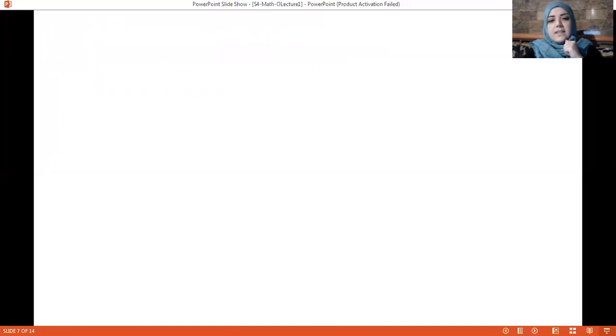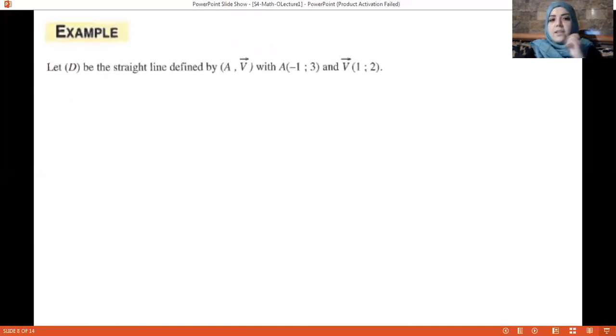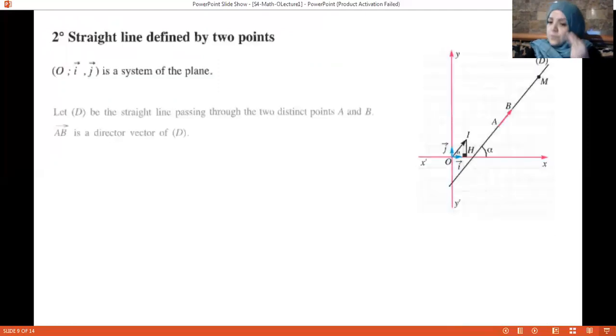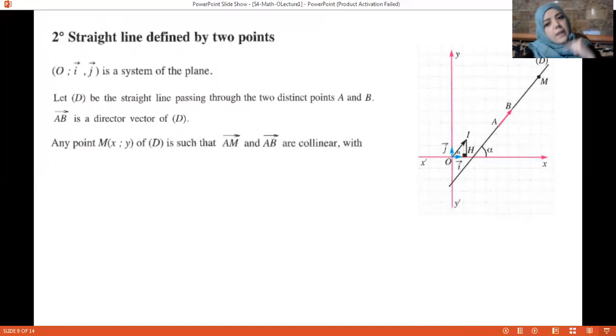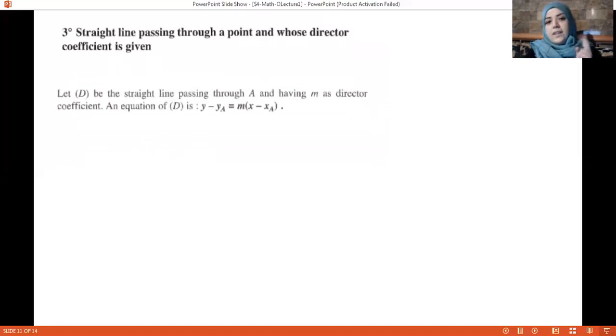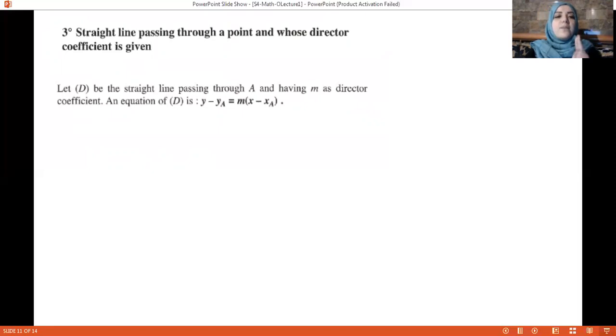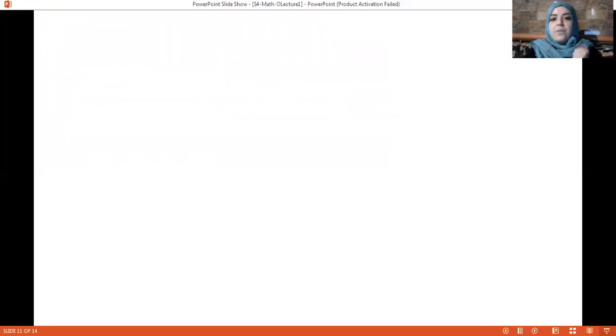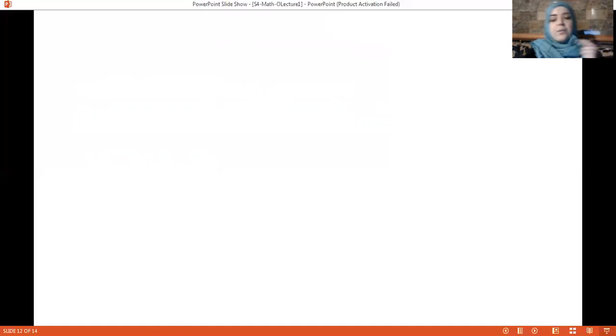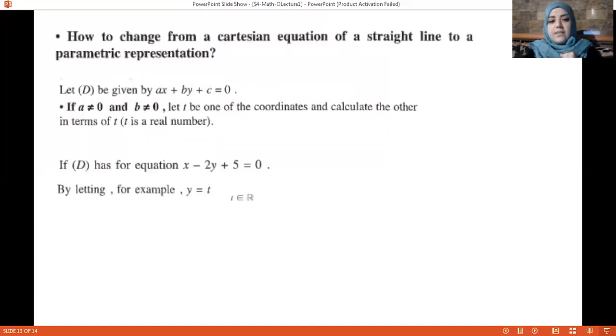And the second case, if you have a straight line D defined by 2 points, it's very easy. You also create a point and 2 vectors and you apply the collinearity. And the third case, if you have a point and a slope, which you already know from last year, y minus ya equals m times (x minus xa). Then we learned how to change from parametric into Cartesian and from Cartesian into parametric.